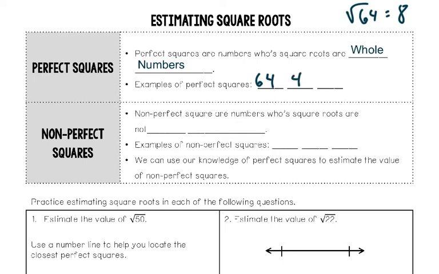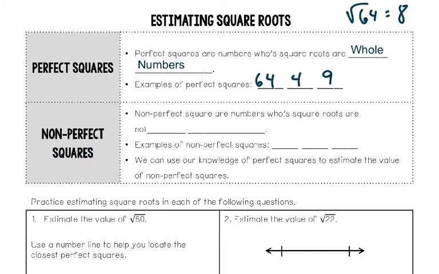Go ahead and look back at your other page or think in your head, what's another example of a perfect square? So you might have thought of 9, you might have thought of 25, you could have thought of 196. There's many different answers for this. They're all on that last page, so I'm just going to put 9 because I know that 3 times 3 is 9. So now let's look at what we're going to get into today.